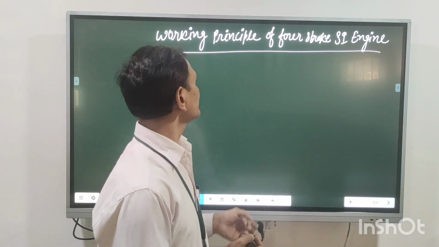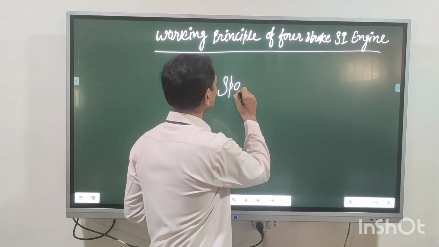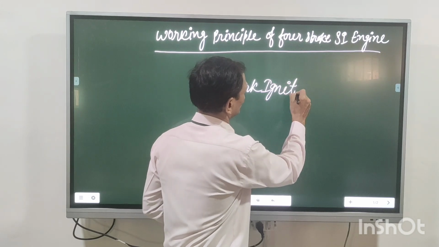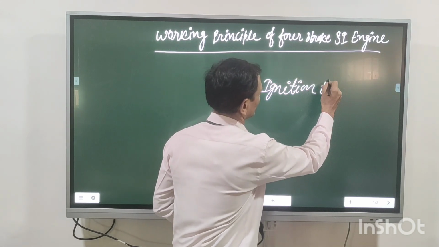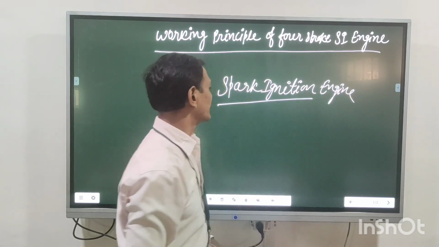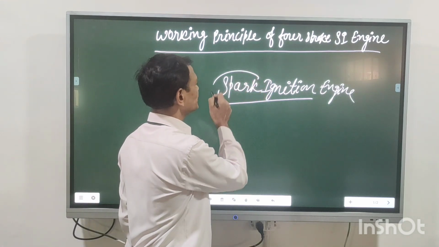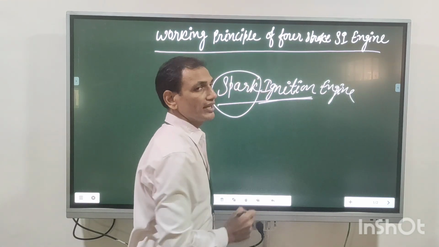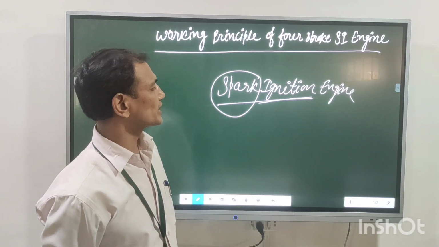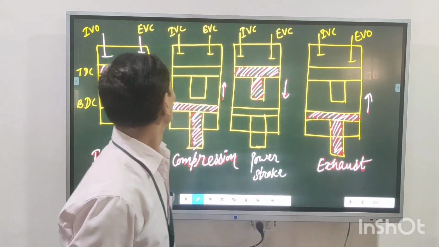Inside the SI engine, SI means a spark ignition engine. In this, the spark plug is used to ignite the air and fuel mixture. So we first discuss the principle of the 4-stroke SI engine.